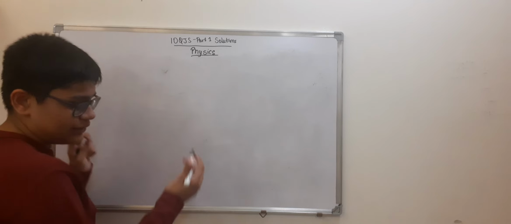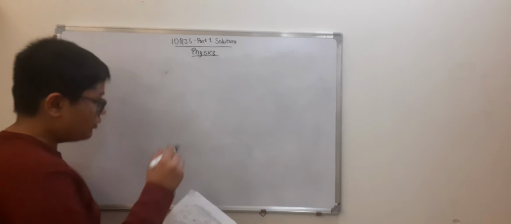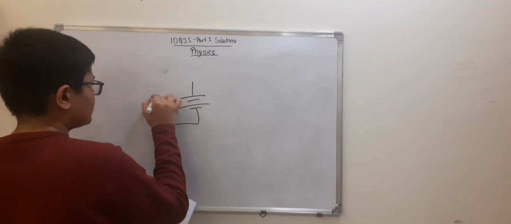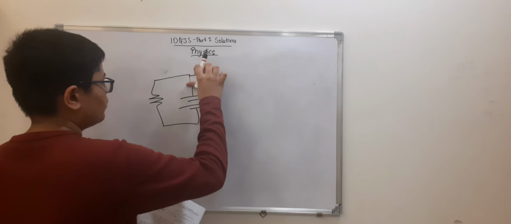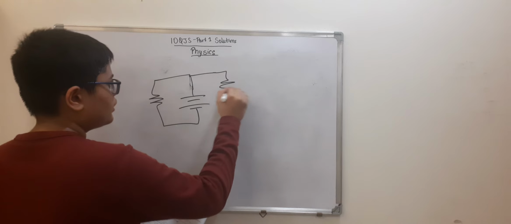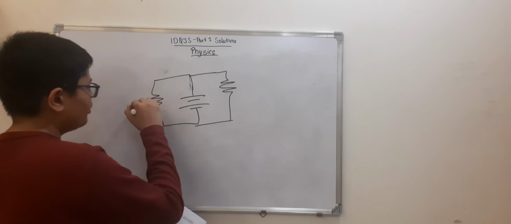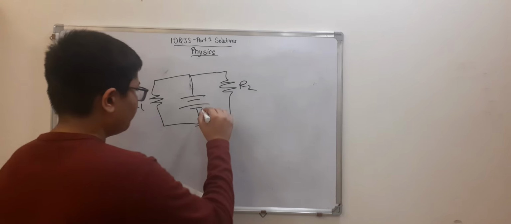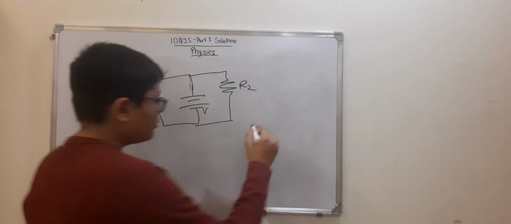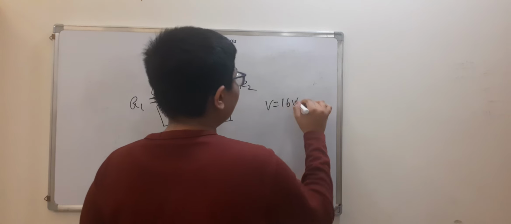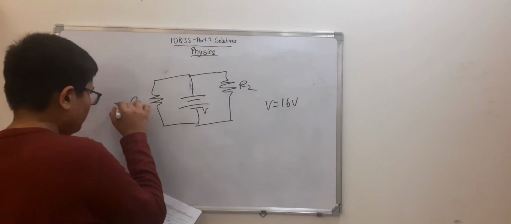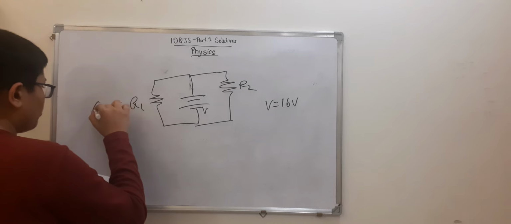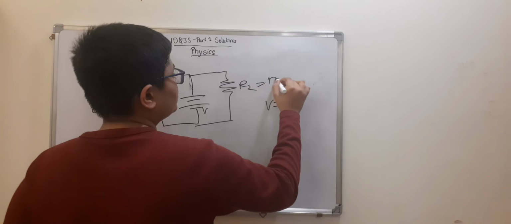It's based on electricity. So basically, we have a circuit here. Let me draw the circuit. This is one resistance, and this is another resistance here. If you haven't noticed it yet, these resistances are in parallel, and this is V, and we are given that V is equal to 16 volt, R1 is equal to 6 ohm, and R2 is equal to 12 ohm.